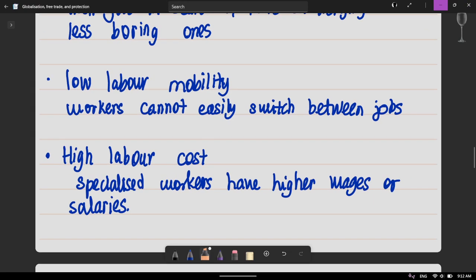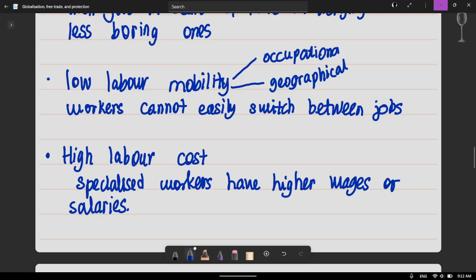Mobility. Now, mobility is of two types. We have occupational and we have geographical. So when we talk about low labor mobility in terms of occupational, that means that since you're specialized in the work of only one particular job, you can't easily switch between jobs, right? That's what it talks about.